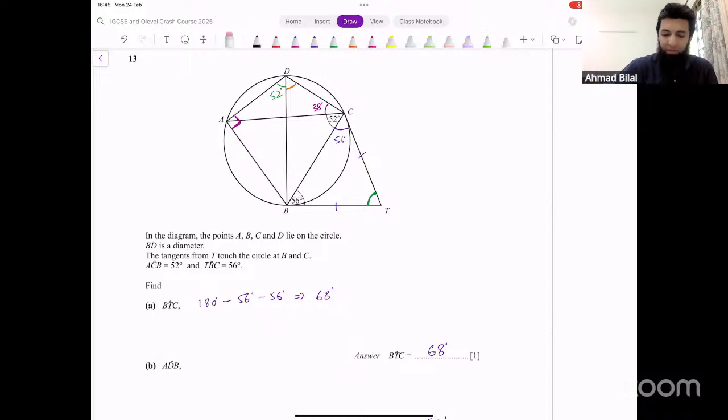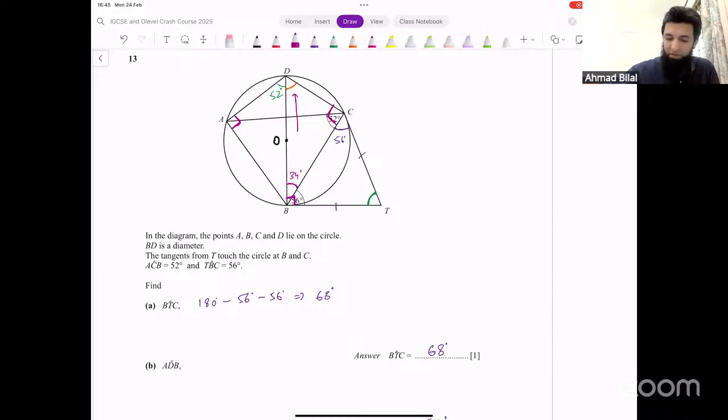So the center might be somewhere here. We don't know where exactly that is, but wherever it is, this whole angle is going to be 90 degrees, right? Angle between the radius and tangent, angle between diameter and tangent, that is 90 degrees. So that tells us that this remaining angle here is going to be 90 minus 56, that is 34 degrees. Why? Because this is 90.